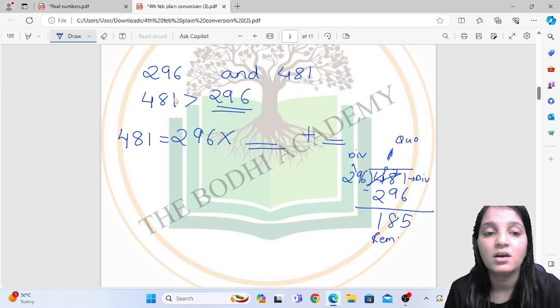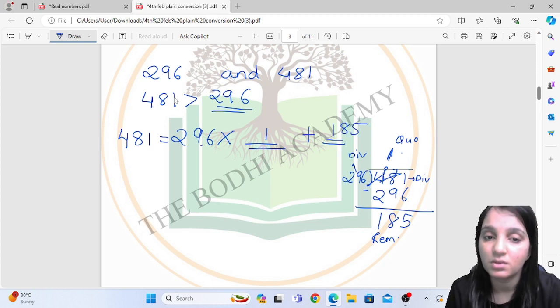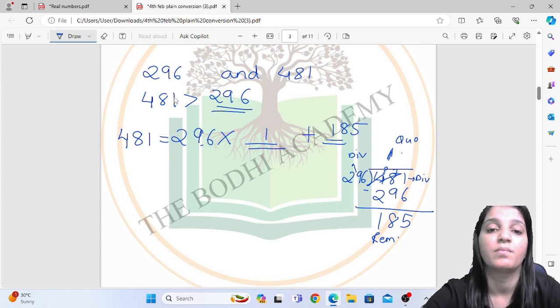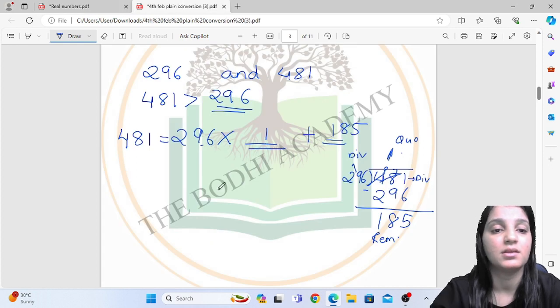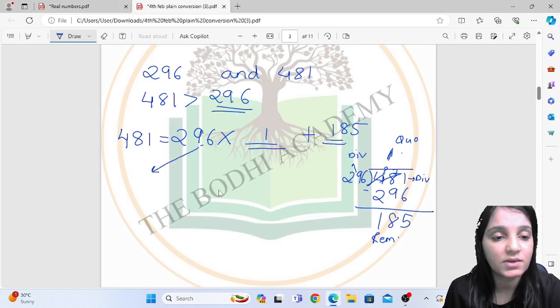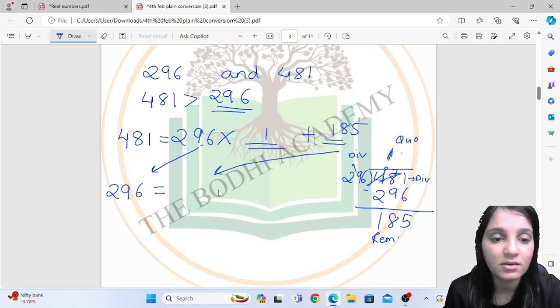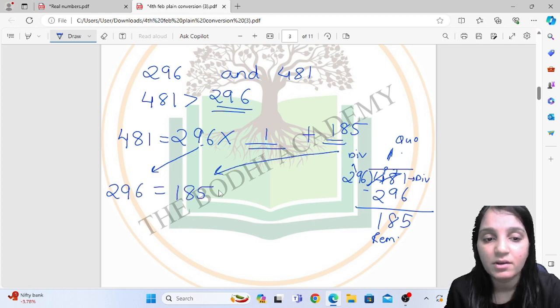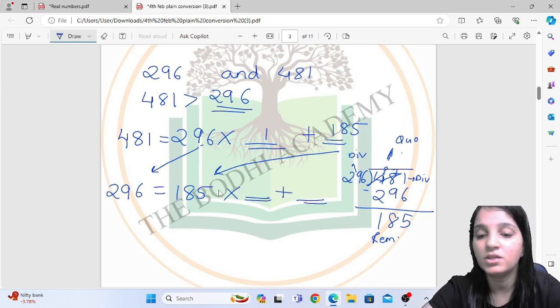Always it is like divisor into quotient. Quotient is 1 and remainder is 185. So divisor into quotient plus remainder. Then this 296 we have to write here, and this 185 will come here, and the same thing we will do. We'll keep this as blank plus this also as blank, and then we will do the division.